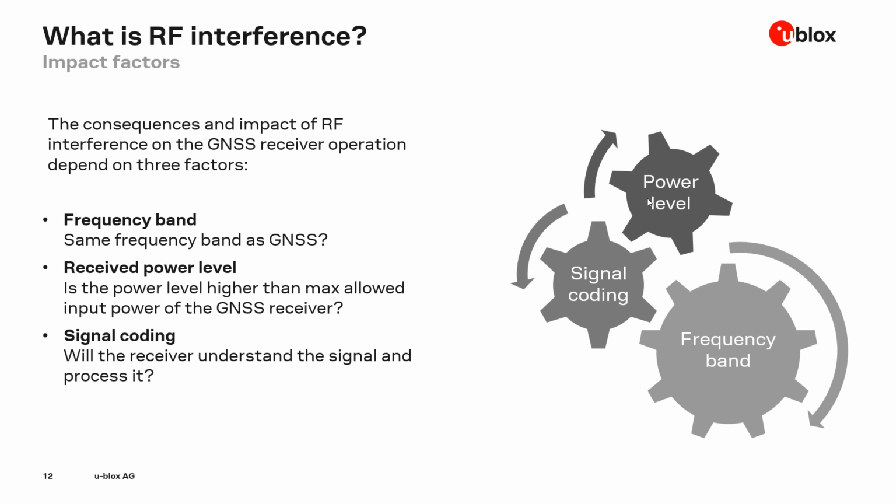Is it very low? Is it, for example, higher than allowed by the specification of the GNSS module? We will also later on see a detailed slide about that. And what about the signal coding? Will the receiver understand the signal coming from this RF interference source?